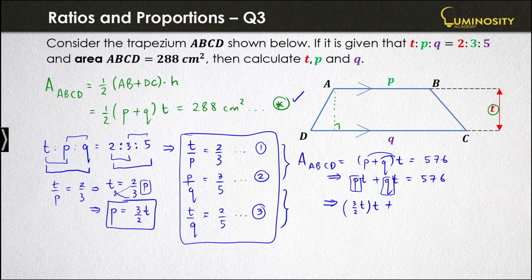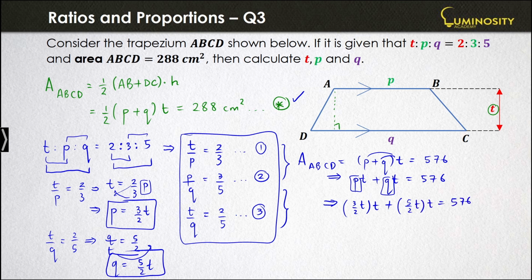Now let's look at equation 3. That's T over Q equals 2 over 5. We can do a similar thing here. I'm going to take the reciprocal on both sides. If I flip it over, Q over T is the same thing as 5 over 2. Then if I multiply both sides by T, I get Q equals 5 over 2 T. Now I can substitute that in. So it's 5 over 2 T times T. Now I've got an equation with just T's.